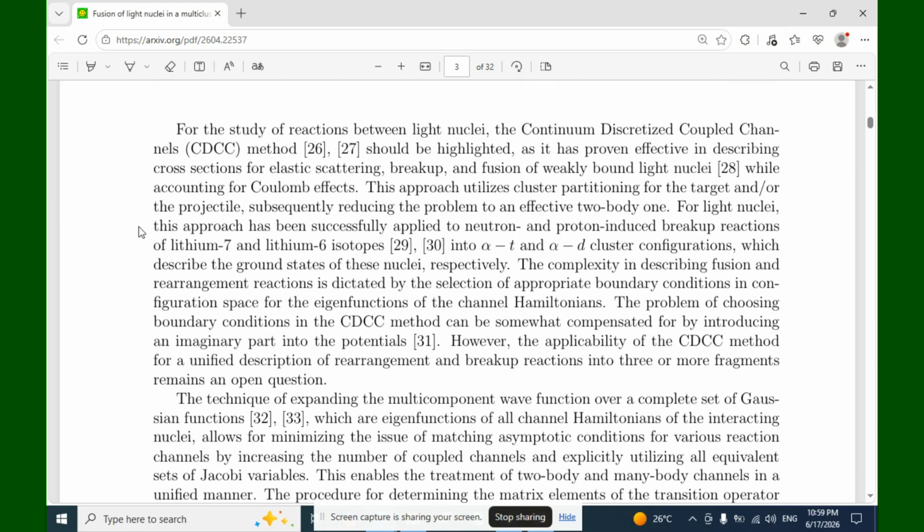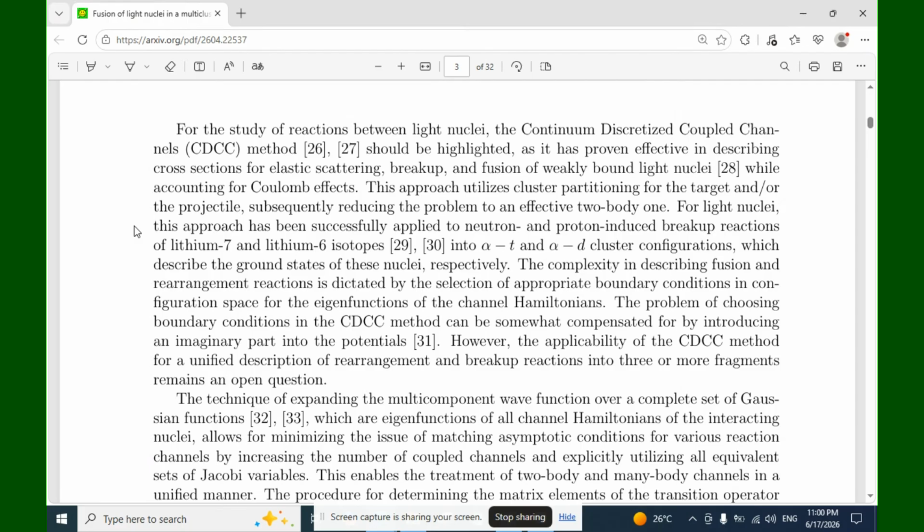For the study of reactions between light nuclei, the continuum discretized coupled channels or CDCC method should be highlighted, as it has proven effective in describing cross sections for elastic scattering, breakup, and fusion of weakly bound light nuclei while accounting for Coulomb effects. This approach utilizes cluster partitioning for the target and for the projectile, subsequently reducing the problem to an effective two-body one. For light nuclei, this approach has been successfully applied to neutron and proton-induced breakup reactions of lithium-7 and lithium-6 isotopes into alpha-t and alpha-d cluster configurations, which describe the ground states of these nuclei respectively. The complexity in describing fusion and rearrangement reactions is dictated by the selection of appropriate boundary conditions in configuration space for the eigenfunctions of the channel Hamiltonians.